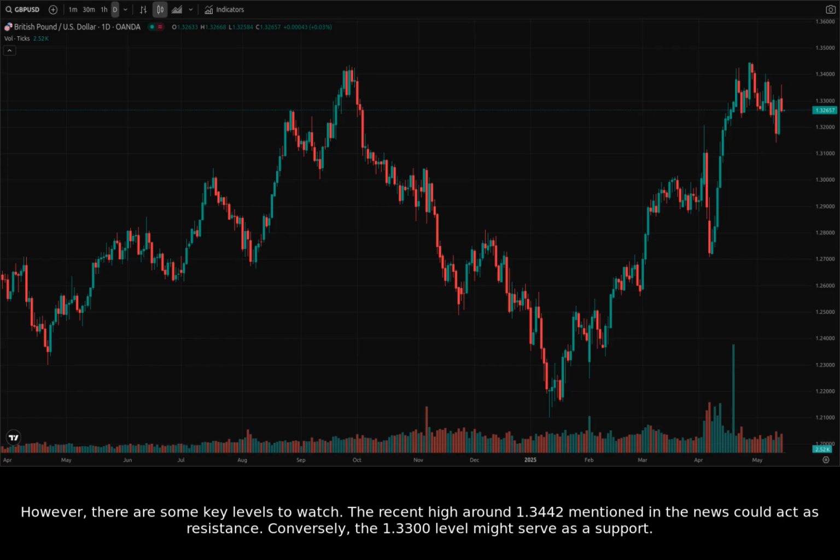The recent high around 1.3442 mentioned in the news could act as resistance. Conversely, the 1.3300 level might serve as a support.